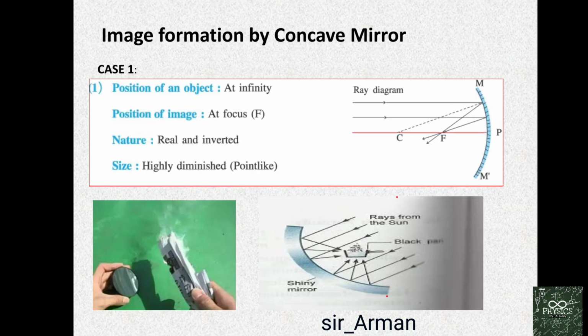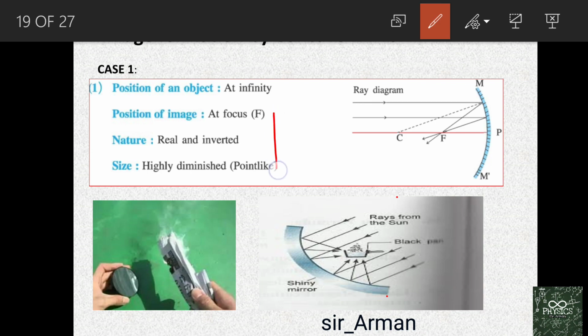What is the nature? The nature is real and inverted. It means if your object is like this, then the image will be inverted. And why is it real? Real because it is obtained in the real world. Here, this is the point where the image of the sun is obtained. Actually, the diameter of the sun is 15 lakh kilometers, but we obtain its image like a point. So we can say the size of the image is highly diminished, point-like.